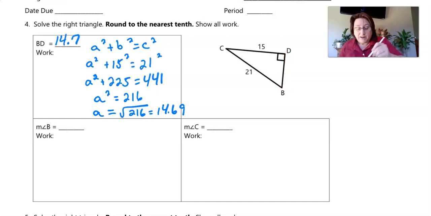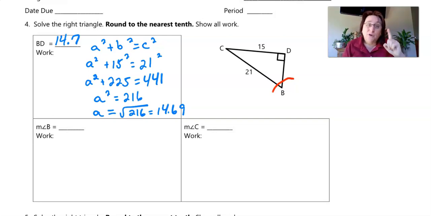All right, good deal. Now it's asking us to find the measurement of angle B. Angle B, this is what we're looking for. We don't know that angle measurement. All we know in this triangle is that we have a 90-degree angle. So if we want an angle measurement and we have 2 side lengths, we've got to figure out which trig function to use.